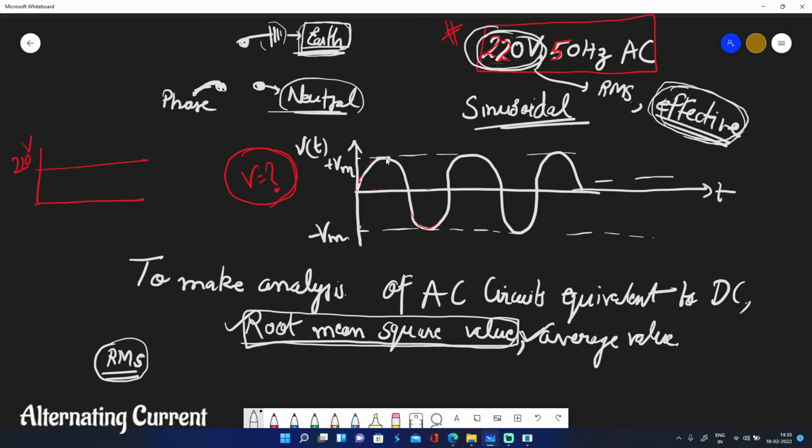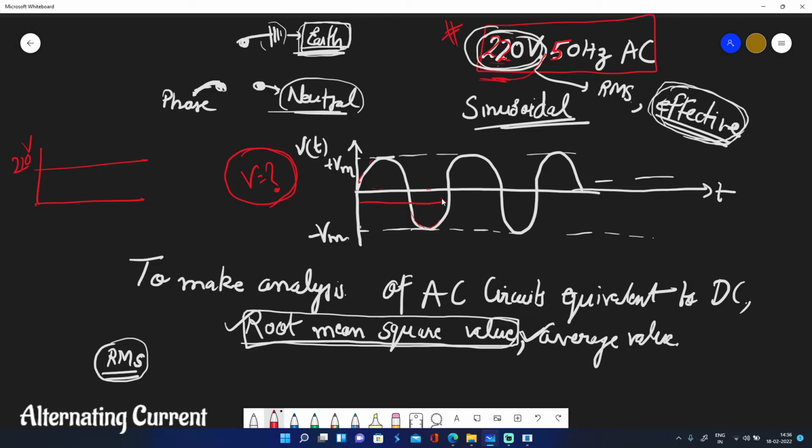Don't get confused, these are peaks, these are different. This is not the 220 volt value. 220 volt is a different value which is calculated in a different manner: first we square the terms, then take the mean and root. You will understand that later in the next lectures, but this is important. So in India, whenever we say 220 volt, it is the RMS value, and the frequency is 50 hertz.